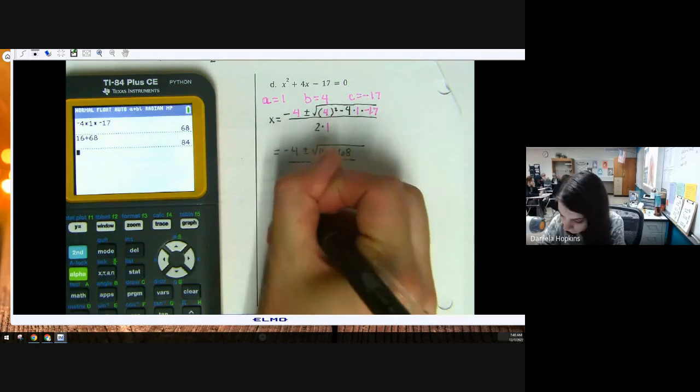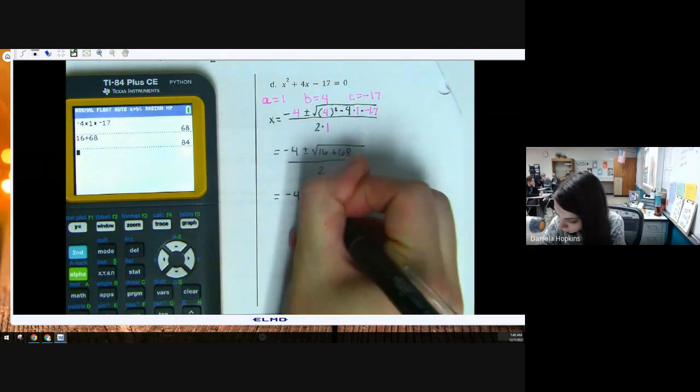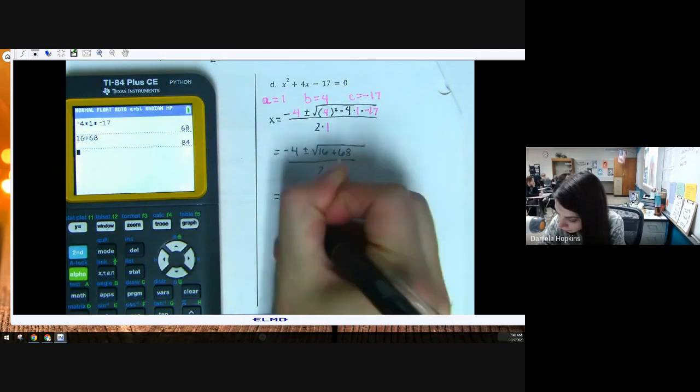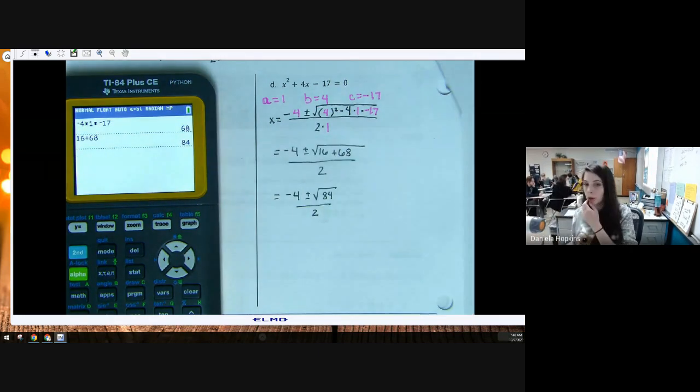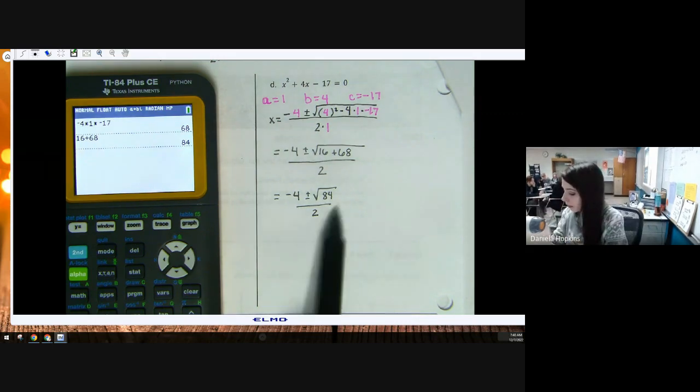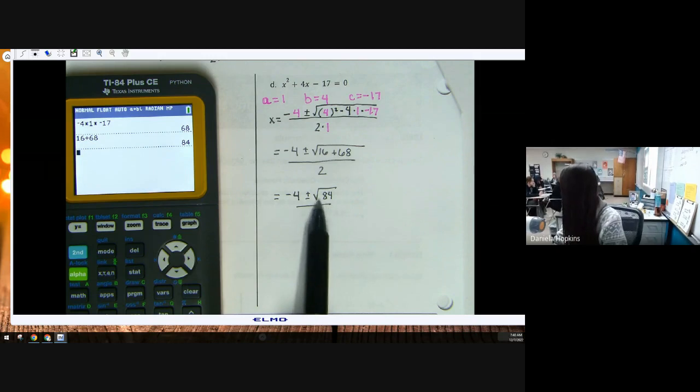So I'll have negative 4 plus or minus the square root of 84 over 2. Now here's where I want to caution you. Back to Molly's question of can I simplify from here? These are all even, right? Okay, you cannot simplify from inside of a square root. It's so tempting to do it, but remember, square roots are jail. You cannot do anything unless you bust that number out.